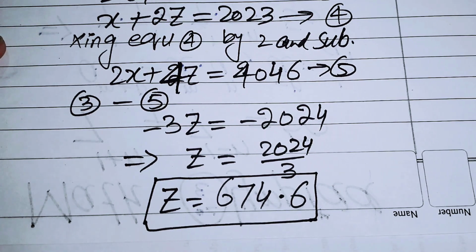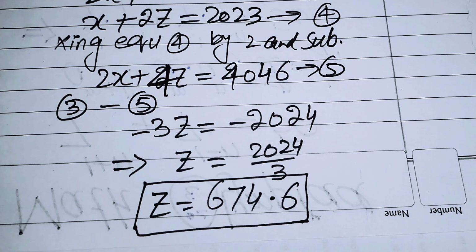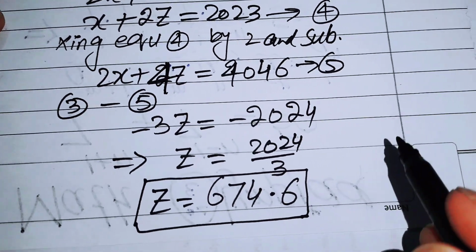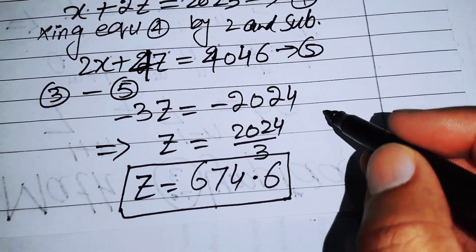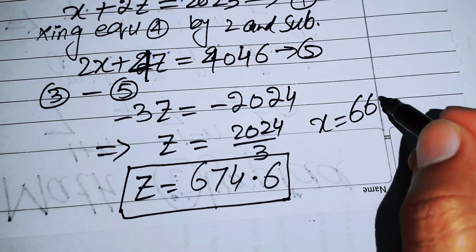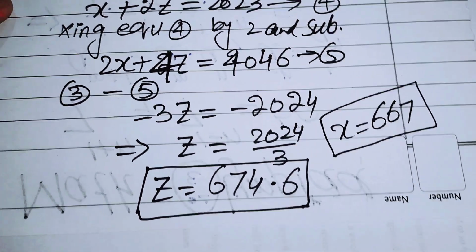Now we can put the value of z in equation number 3 and get the value of x. After putting the value of z, you get x equals 667. So these are the values of x, y and z, and this is our final answer.